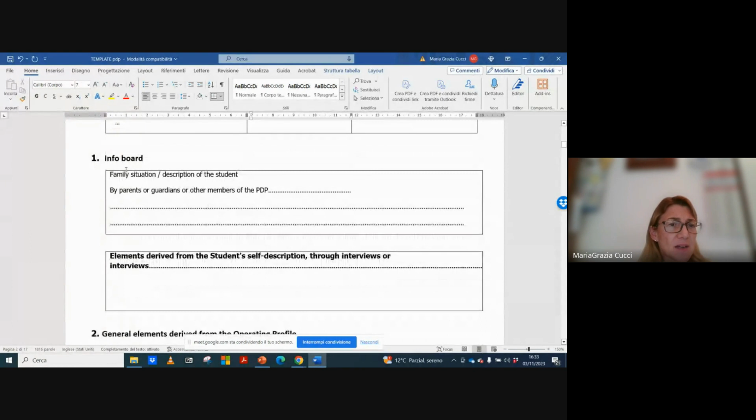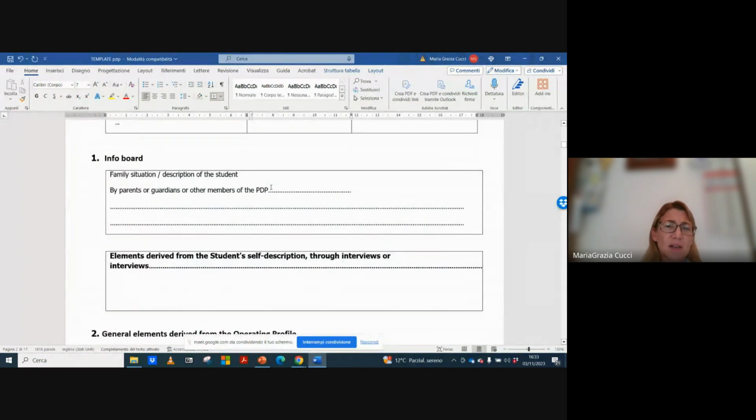Then you have the third part, info board, family situation, description of the student by parents or guardians or other members of the PDP. You start writing who is the tutor, what is the family situation, what you see in general of the student. We are talking about Marco. Marco is a student of 16 years old. He is the second child of a family living not far from Verona.